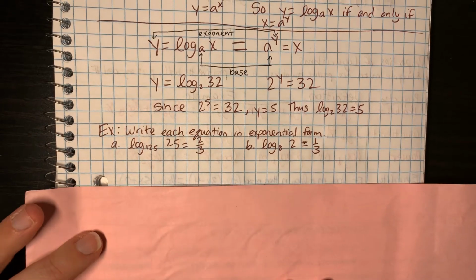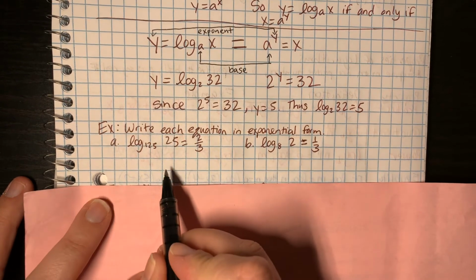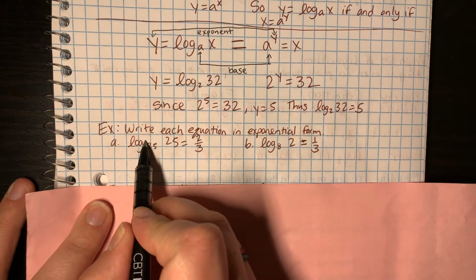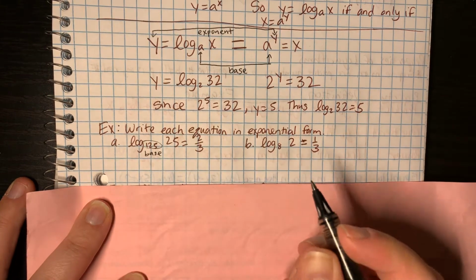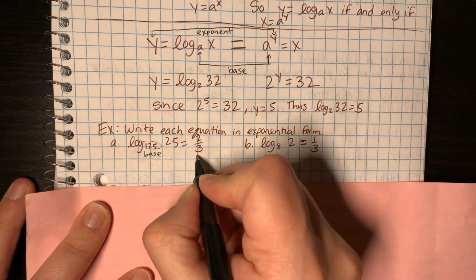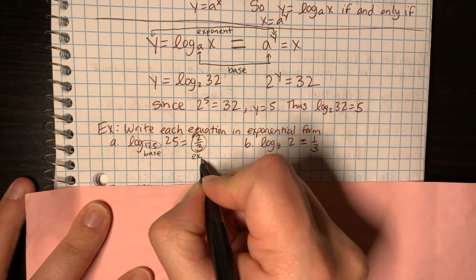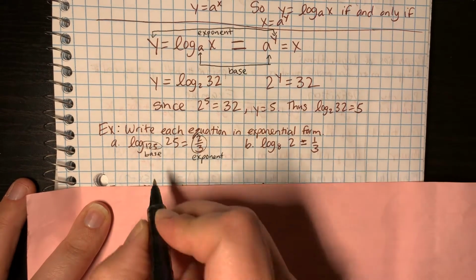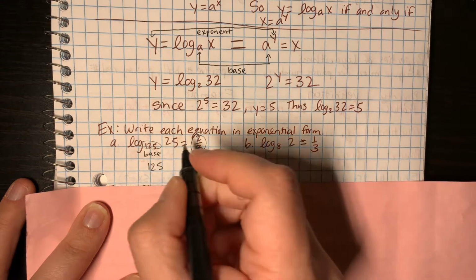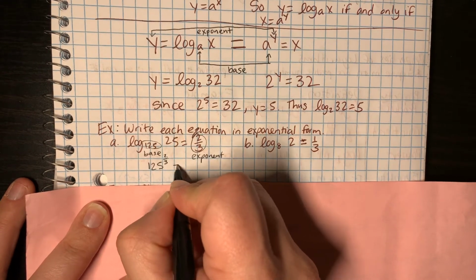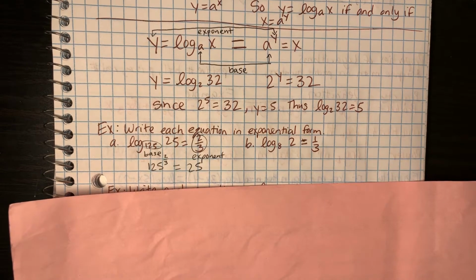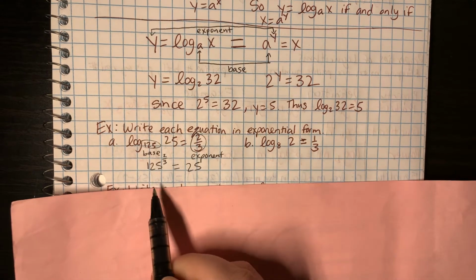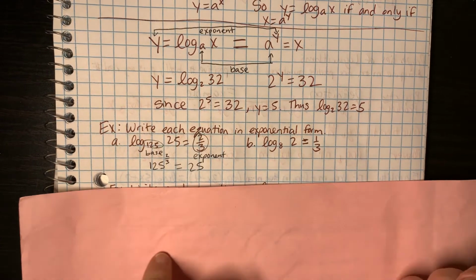Okay, example. Write each equation in exponential form. Okay, so let's just break them down. This right here, this is going to be our base. This right here is going to be our exponent. Okay, so we're going to go 125 to the 2/3 power equals 25. If we actually solve this, it would be 25.